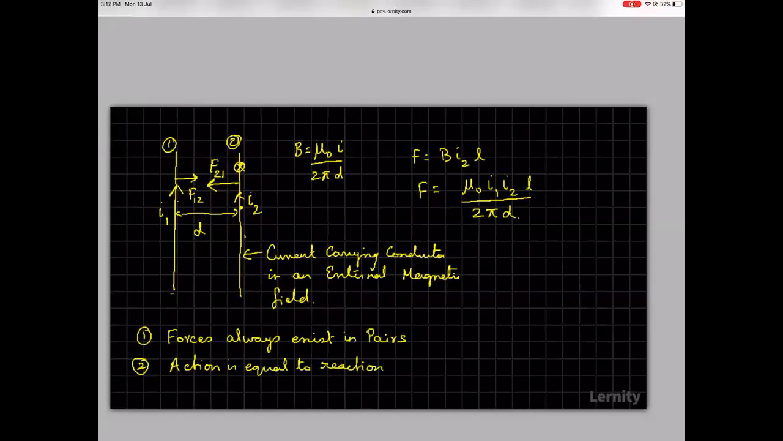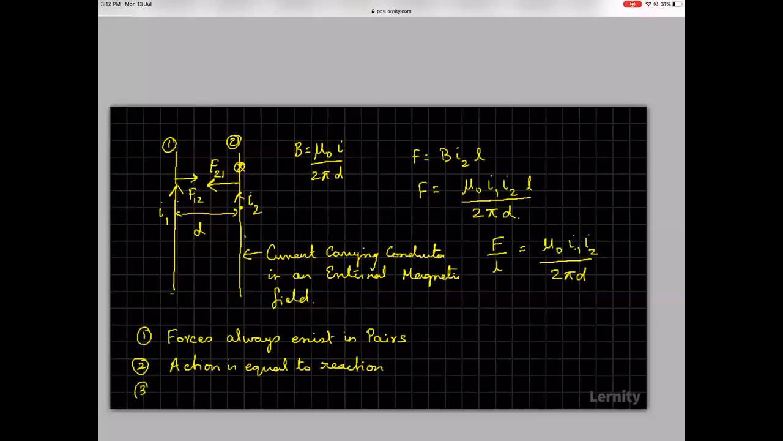Because the force on this wire is also going to be that. We are more interested in force per unit length, so that is equal to mu naught I1 I2 by 2 pi d. Because I1 and I2 both are there, it will be the same on both the wires. So action is equal to reaction.